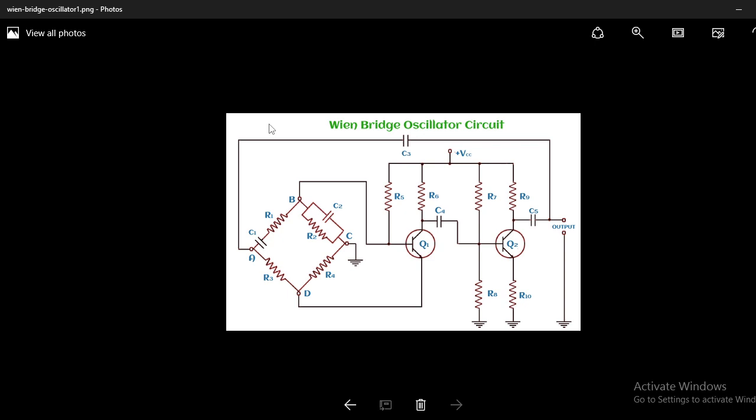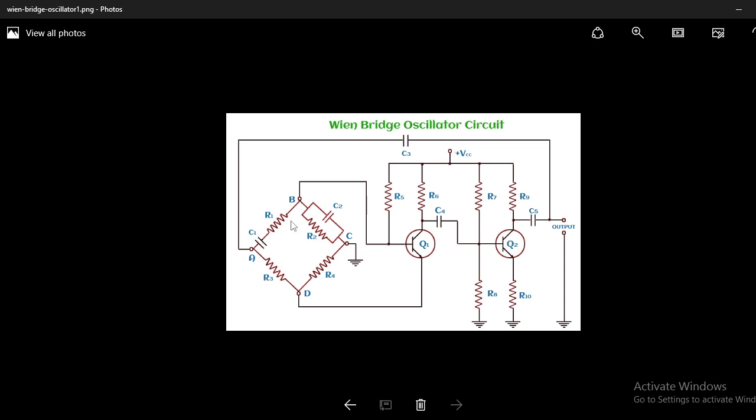In this video, I am going to explain Wien-Bridge oscillator analysis. So just observe this circuit diagram. Here the Wien-Bridge is a feedback network, and Q1 and Q2 are the transistors. In this circuit, two transistor amplifiers are used to produce 360 degrees phase shift. In this video, I will focus only on the analysis part.